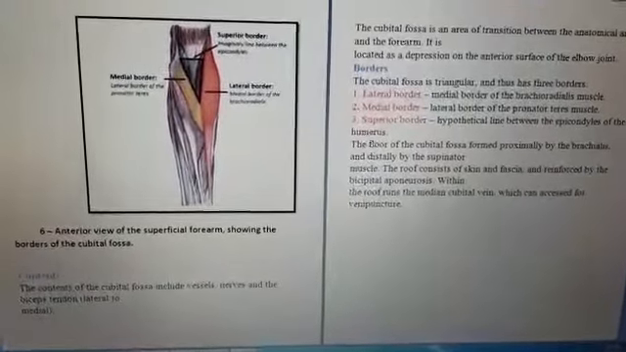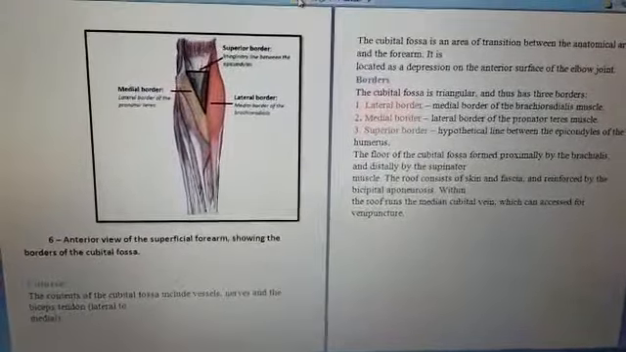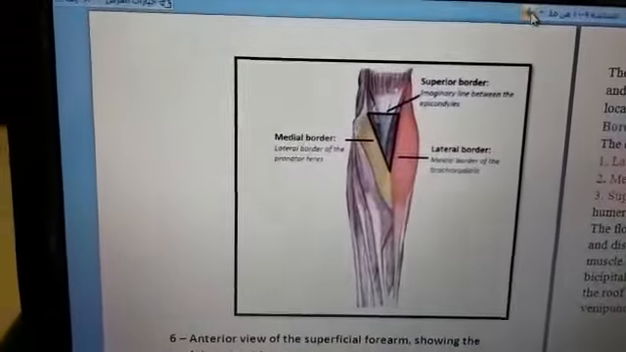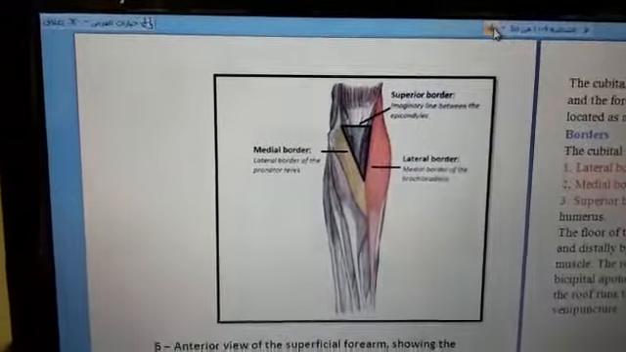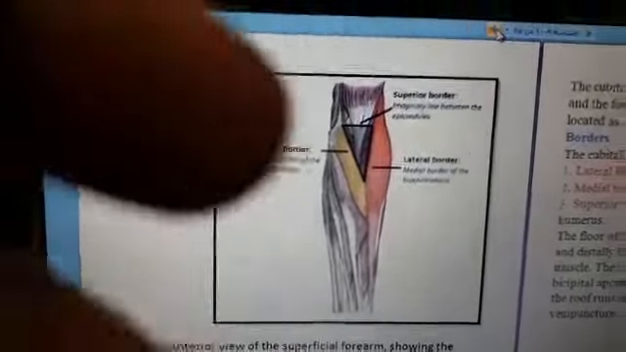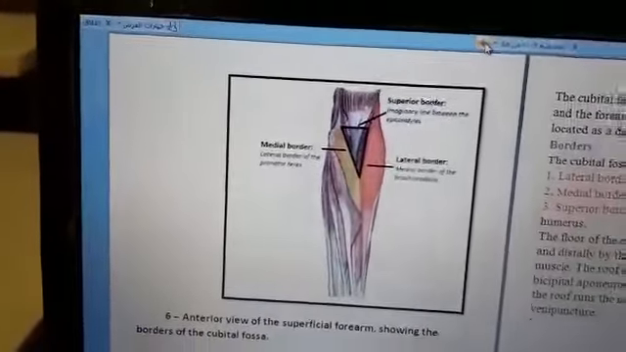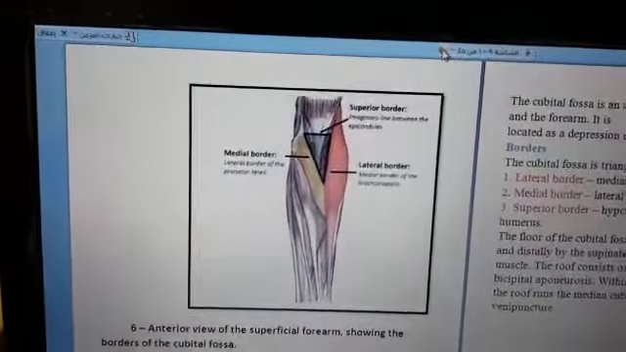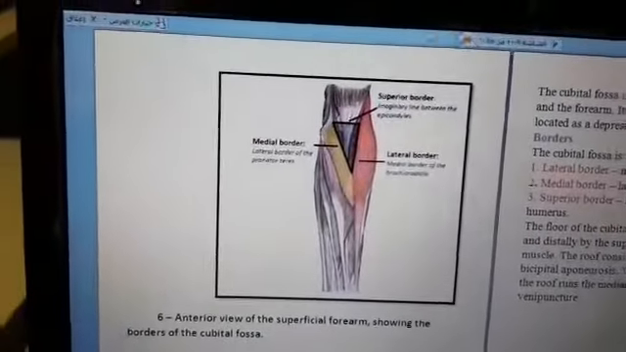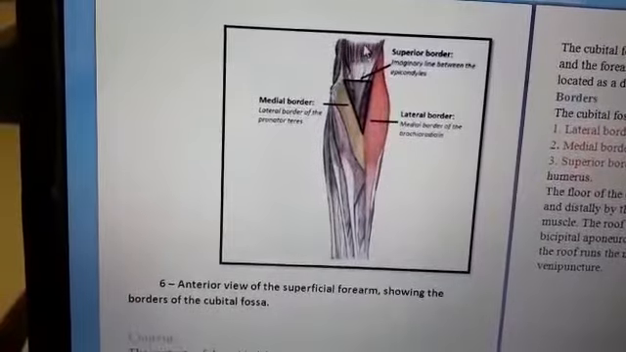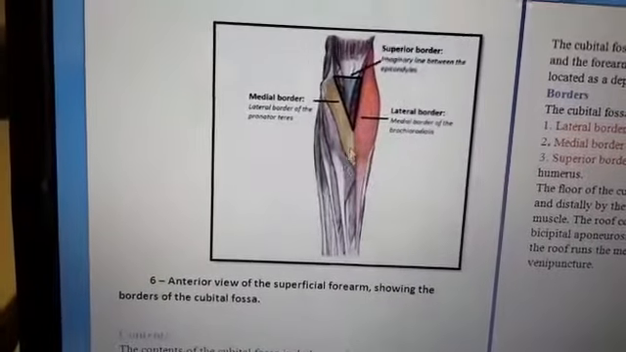The second area: the cubital fossa. What is the cubital fossa? The cubital fossa is an area of transition between the anatomical arm and the forearm, located as the depression on the anterior surface of the elbow joint. This is the cubital fossa, the transition area between the arm and the forearm.